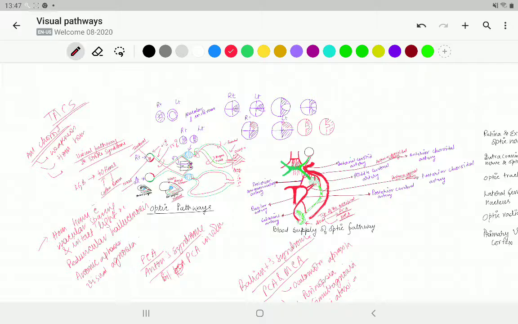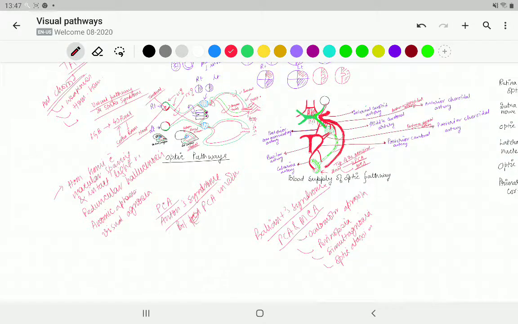And lastly, I would like to mention Balint syndrome, which is due to involvement of the bilateral PCA-MCA watershed territory damage. The patient can present with oculomotor apraxia, simultanagnosia, and optic ataxia. So in short, this is the visual pathway, its blood supply, and the common stroke syndromes which can be associated with it. I hope it is useful.